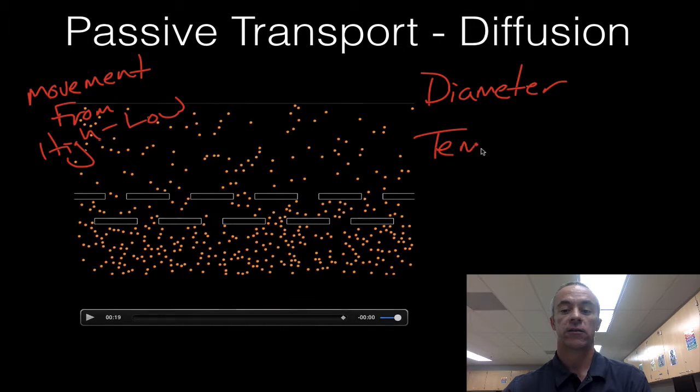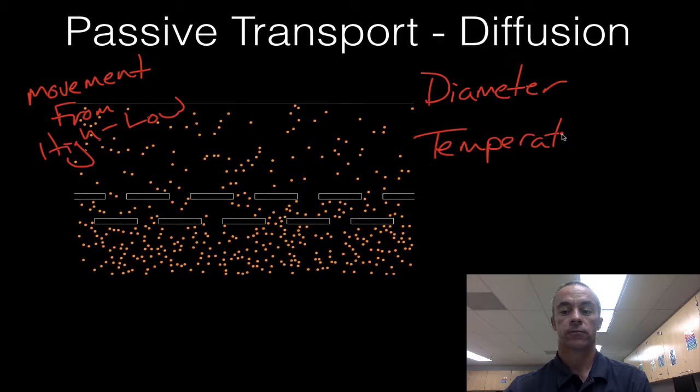Along with that, we have temperature. So high temperature is going to cause a more rapid diffusion. Low temperature is going to cause a slower diffusion. This is really easy to see if you've ever noticed the difference between trying to stir sugar into a cup of hot tea. You put that sugar in there, you stir it up, and it dissolves really quickly. You put sugar into iced tea, and you stir it up, and it takes a lot longer to dissolve because the molecules are moving much more slowly.